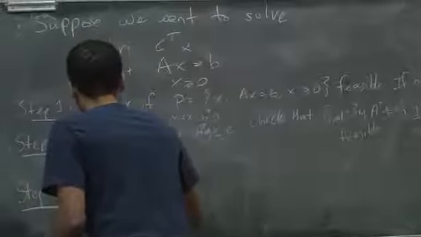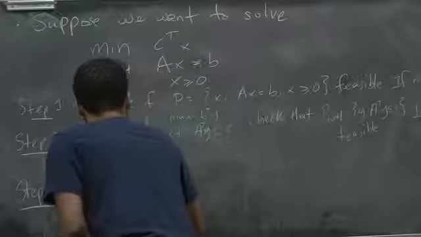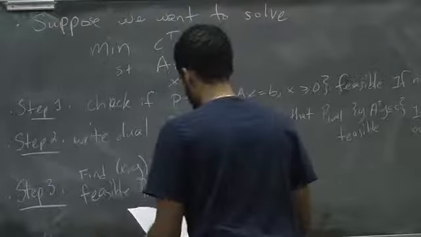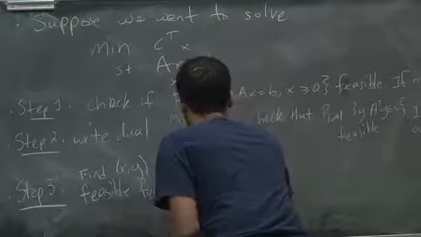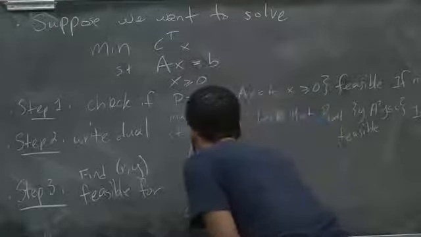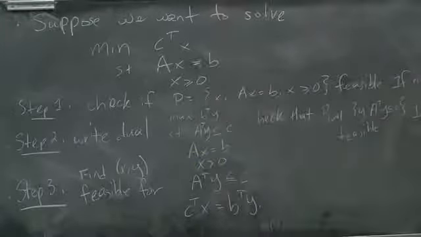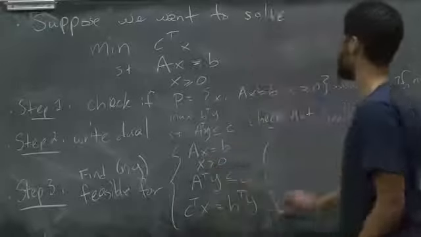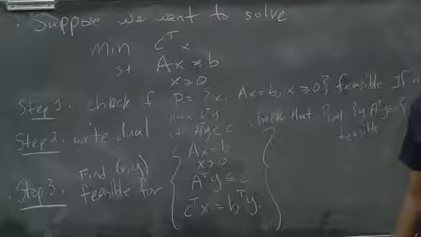Find x, y that's feasible for this polytope, which is Ax = b, x is at least 0, A transpose y is at most c, and c transpose x equals b transpose y. So for this set of constraints. Right? And once you find something feasible for that set of constraints, you've found the optimal primal and dual solutions.